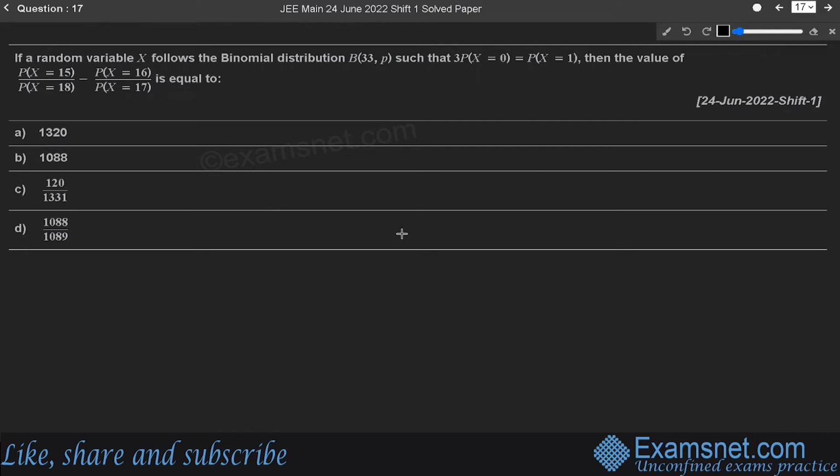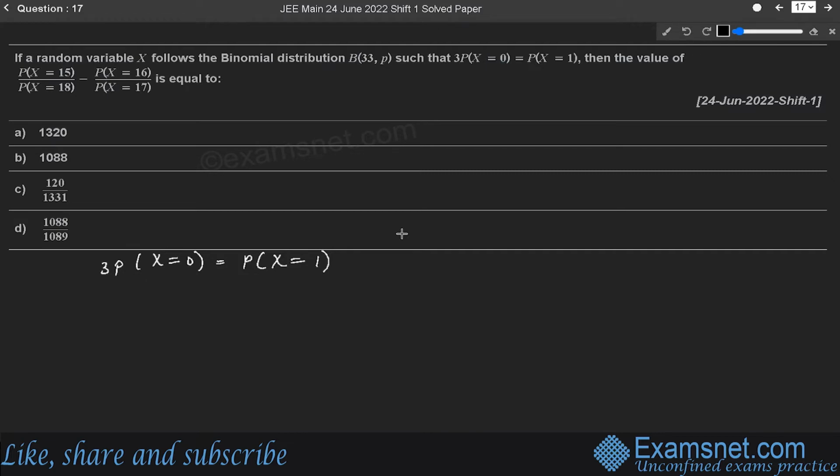Next question is, if a random variable x follows the binomial distribution B(33, p) such that 3P(x = 0) = P(x = 1), then the value of P(x = 15) divided by P(x = 18) minus P(x = 16) divided by P(x = 17) is equal to.